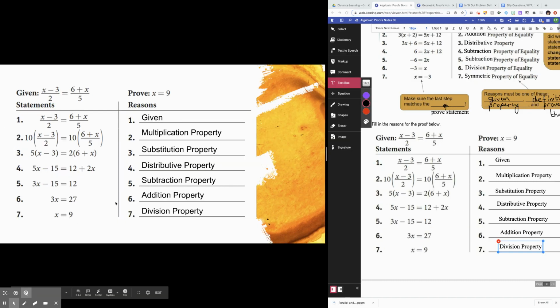All right, y'all. So here is the solution, or the reasons filled in, for this algebraic proof. So I'm hoping that you got the given correct. Remember, the reason always for the first one is given, right? You always want to start with what is given to you.